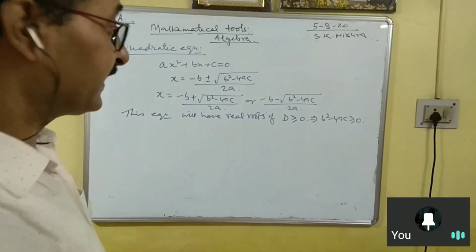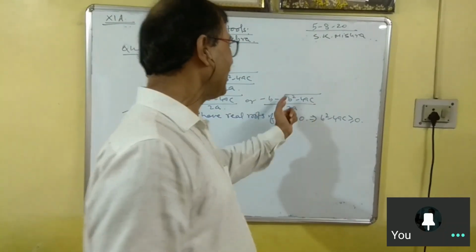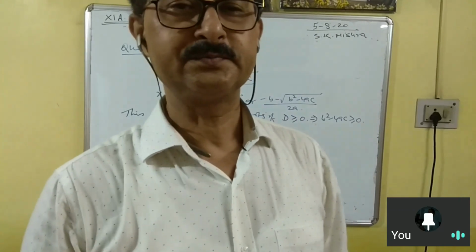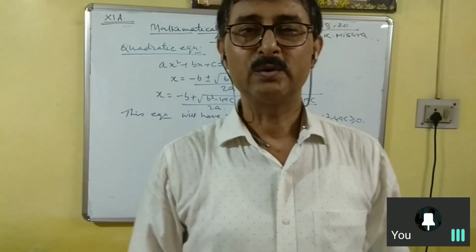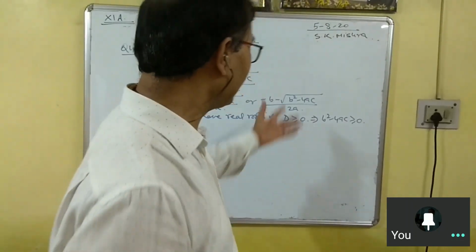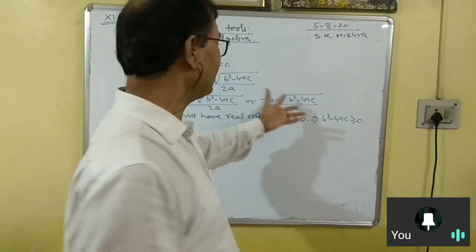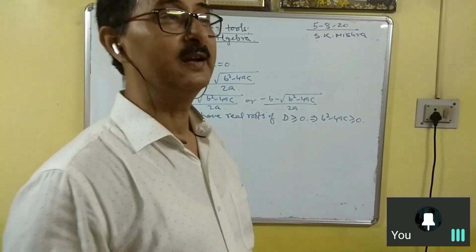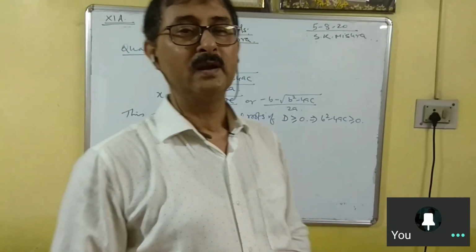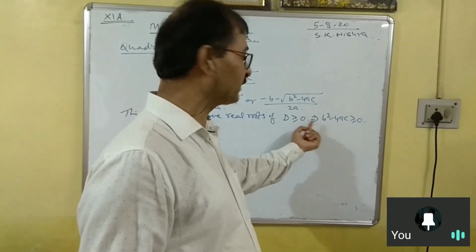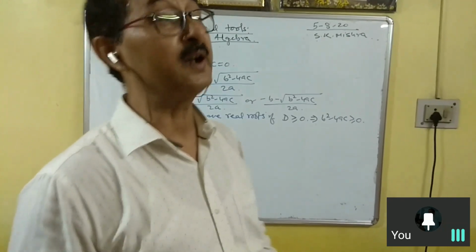If it is negative, then you can't take the square root of a negative number. Like, what is the square root of minus 4? Is it minus 2? No. So that's why you cannot find the value of alpha and beta if b square minus 4ac has a negative value. And so it is necessary that the discriminant should always be greater than or equal to 0 to have real roots.